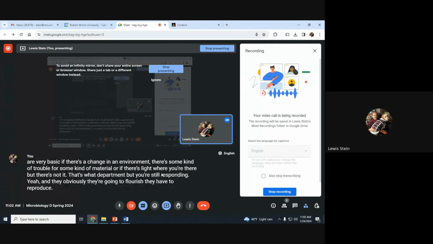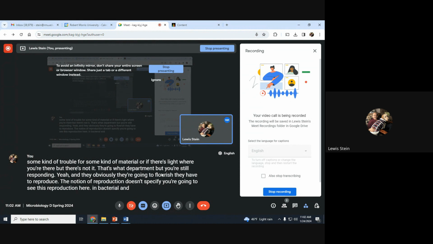The notion of reproduction doesn't specify. You're going to see the reproduction here in the bacterial and archaeal domains is very simplistic. They reproduce almost exclusively by something called binary fission. It's really important. They just keep dividing in two constantly. It's very, very simplistic.